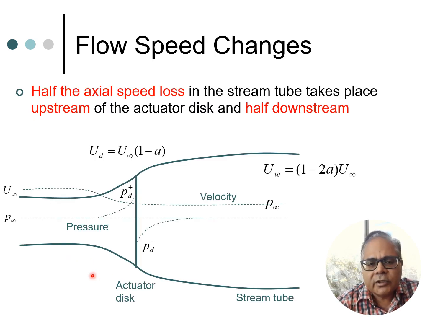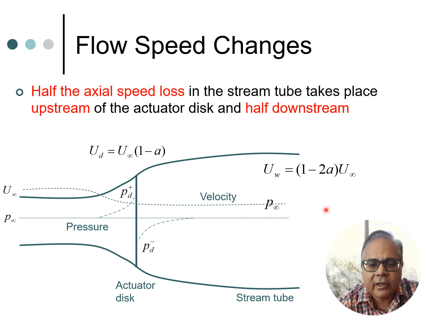So now let's look at what actually happened here and what we have obtained from our derivations. So we now know that far in front the velocity was U infinity. At the rotor disc it became U infinity into (1 minus a). So this was the loss in the velocity, and then in the wake it became (1 minus 2a) into U infinity. So we can write this as half the axial speed loss in the stream tube takes place upstream, so that's in the front of the rotor disc, and then the remaining half takes place downstream, so that is the one behind the rotor disc.